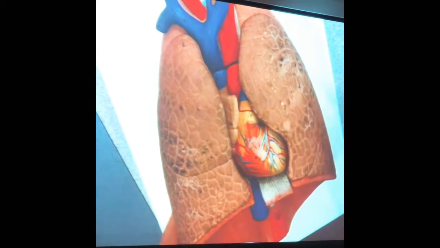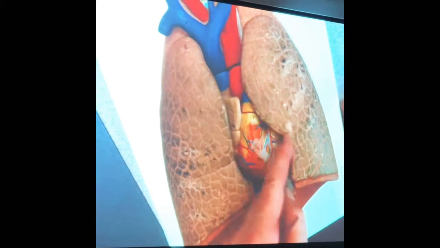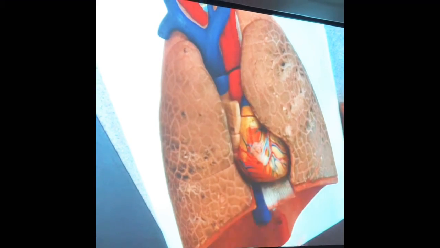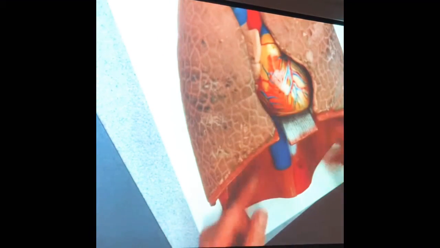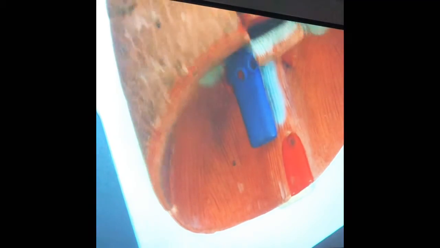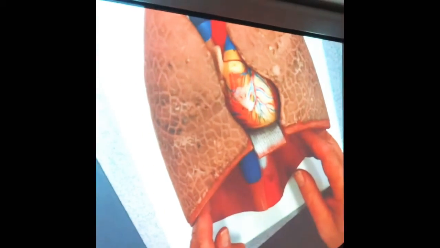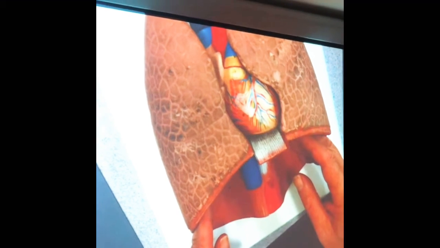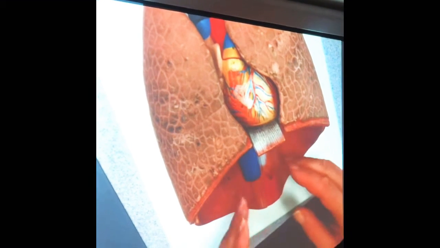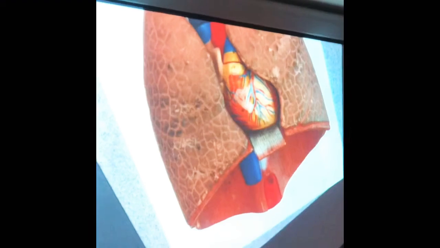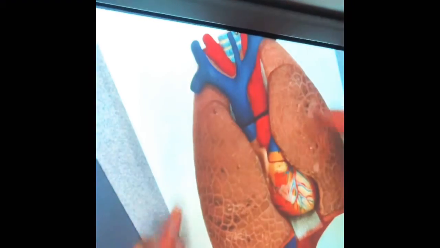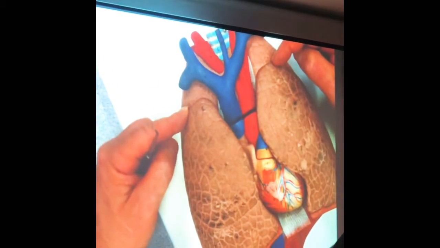So here's the left side. There's the cardiac notch of the lungs. Down on the bottom is the base. It's sitting right on the diaphragm. That's the diaphragm. The base of the lungs is sitting on the diaphragm. So the parietal pleura is against the diaphragm. Up at the top is the apex of the lungs.